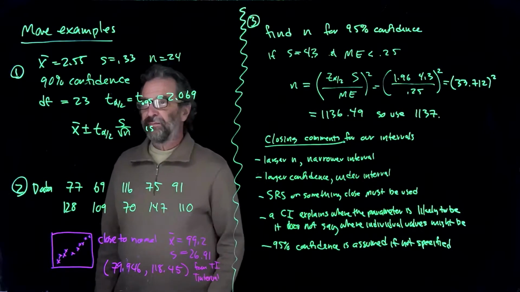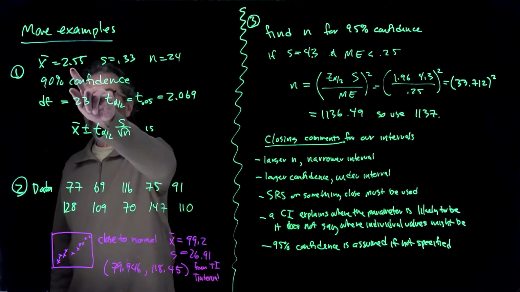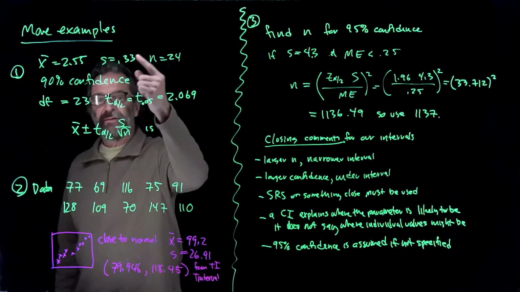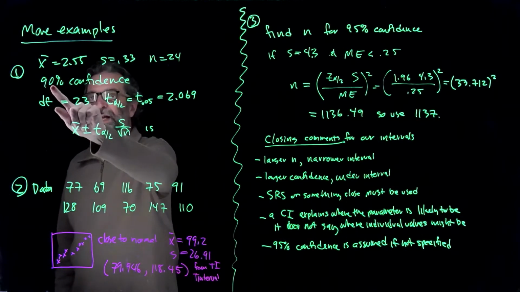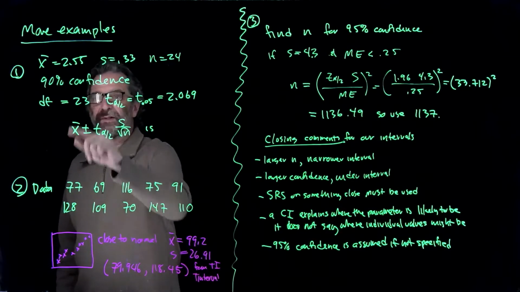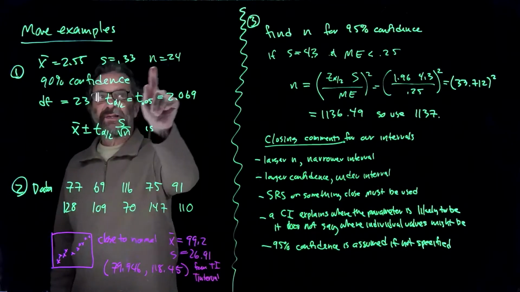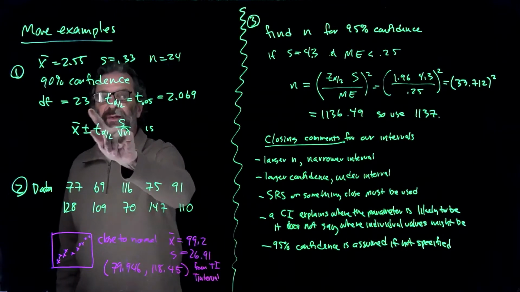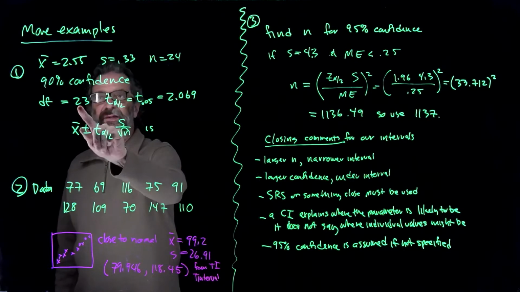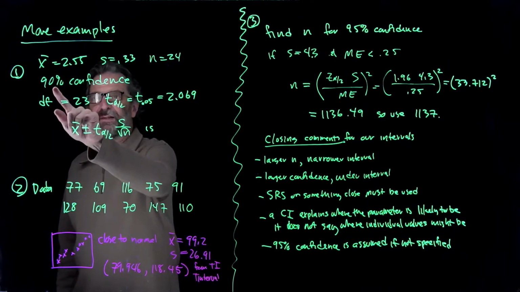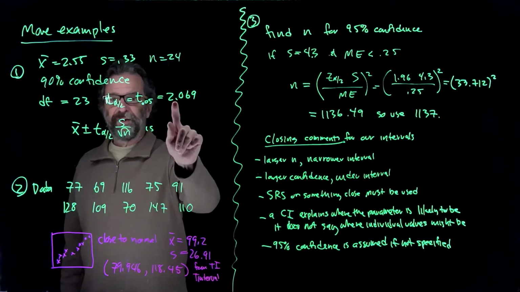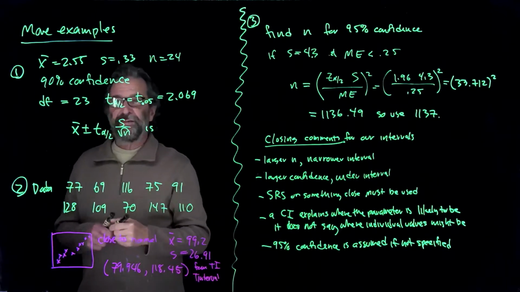Here's some data, computer statistics. We want X bar to be 2.55, S is 0.33, N is 24, 90% confidence, making a confidence interval. Degrees of freedom, since that's 24, is 1 less, 23. T, with that degrees of freedom, using a tail probability of 0.05, which is half of the 10%, is 2.069.